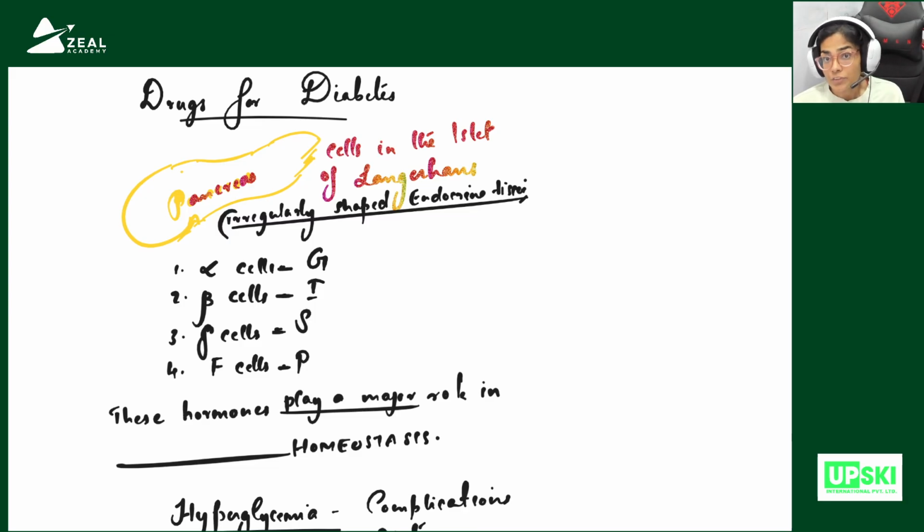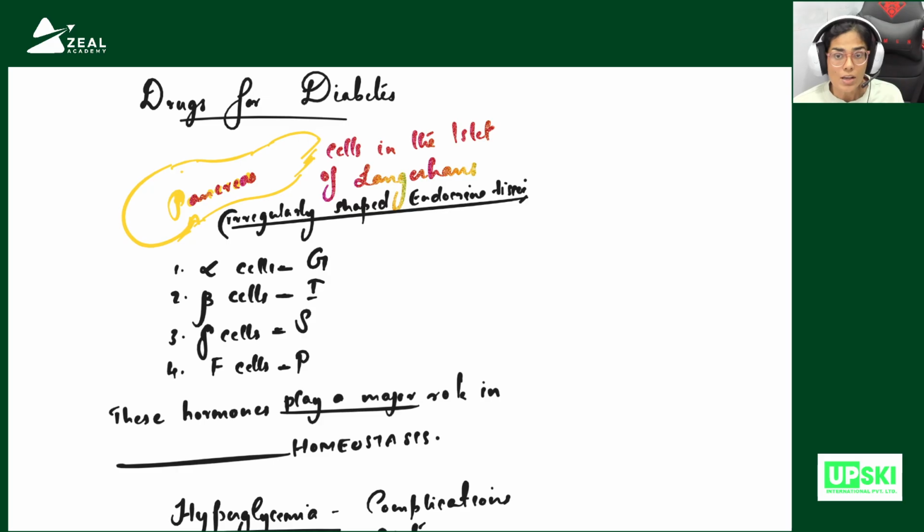Okay. So there are different types of diabetes. Before going into the types, we need to see what exactly is the problem. What kind of problem would you experience with diabetes? Basically, there is an organ, the pancreas. The pancreas is a very important organ for glucose homeostasis.